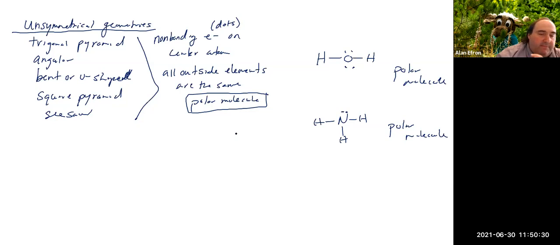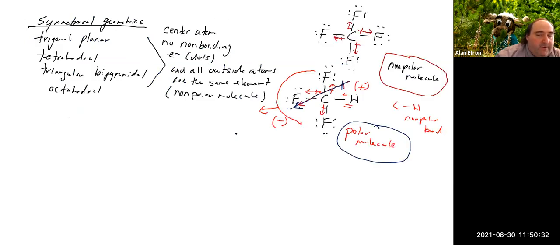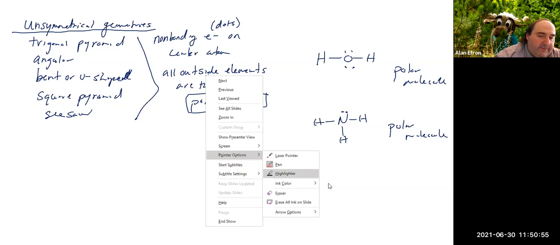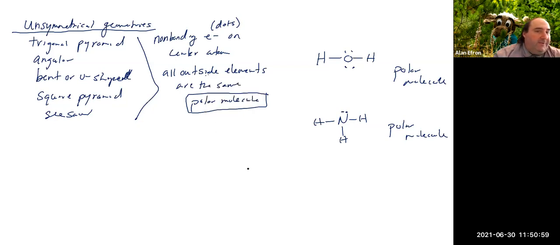If you have a symmetrical geometry, you will have no dots on the center atom, everything on the outside the same, it will be nonpolar. Or if you have no dots on the central atom, everything on the outside is not the same, it will be polar. It really leaves you just a couple of exceptions, or a couple of ones that you really do have to think about a little bit more than just, I see dots, I don't see dots.